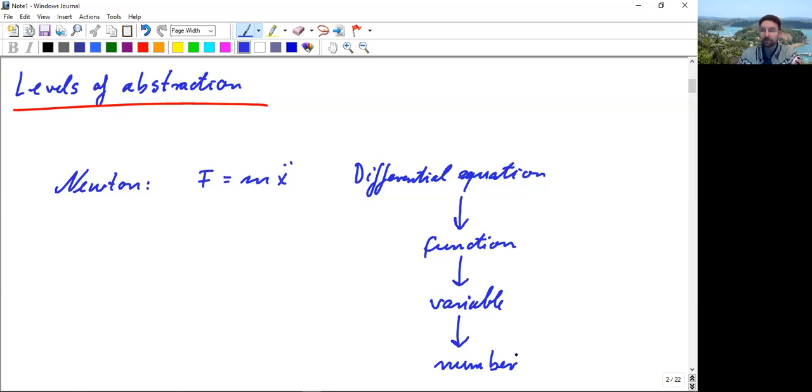So just like a number describes one thing, a variable can describe lots of values. A function can describe lots of relationships between these variables. And then eventually, as you transitioned into university, you learned about differential equations, whose solutions are functions, right? Whose solutions are variables, which then can be solved for numbers. So you see there's a hierarchy of abstraction going on, and Newton's level was differential equations.